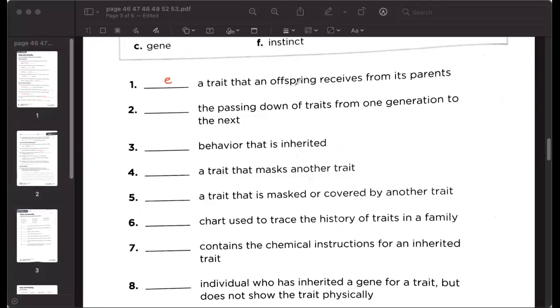Okay, E represents here that is inherited. Number two, the passing down of traits from one generation to the next. You can write here the letter D. D represents here heredity. Number three, behavior that is inherited. The correct option is here F. F represents here instinct.